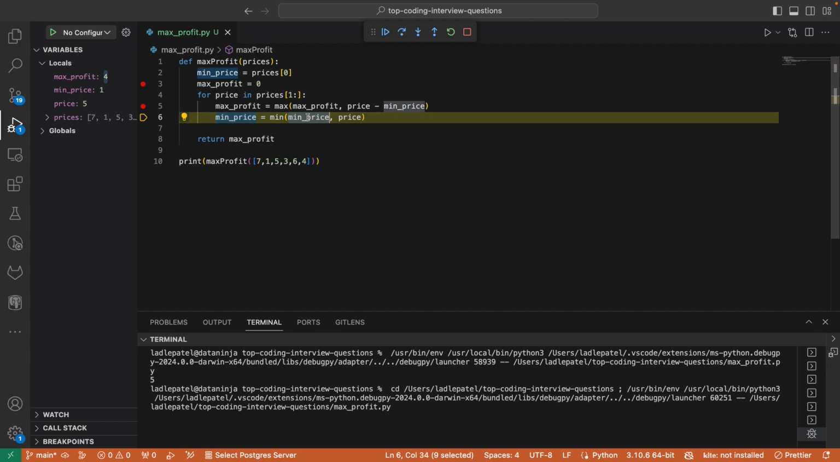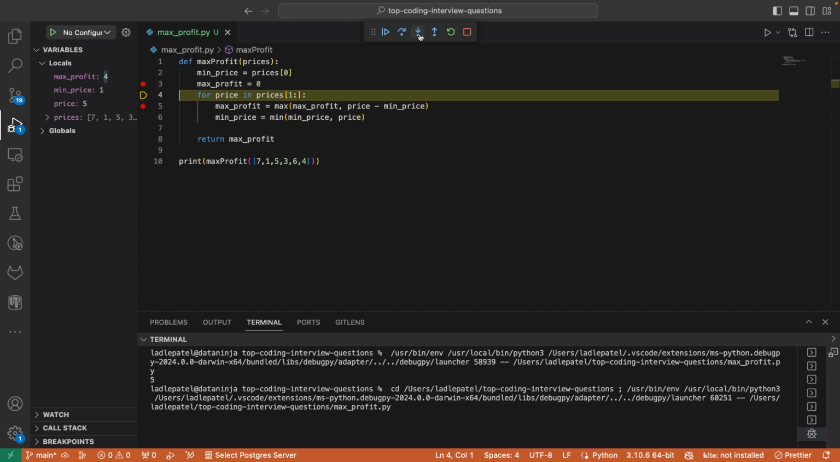Now again, minimum price is 1, which is this. The current price, the element which we are iterating through, is a 5. What is the minimum among this? 1 is the minimum among this. You keep 1 as is. You don't change.